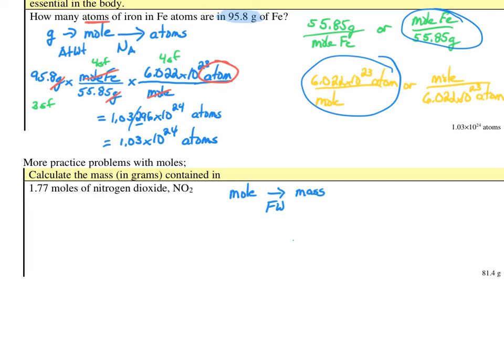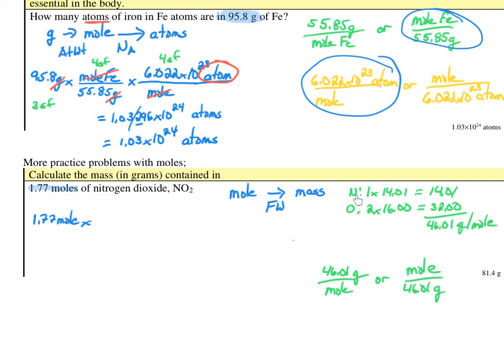Here we have a quick review problem. We want to go between moles and mass, so we're going to need the formula weight of nitrogen dioxide. We've determined our formula weight. There's 1 nitrogen atom. We add that to the mass of 2 oxygen atoms to get our formula weight. We choose the appropriate conversion factor based on the units we want to cancel. We want to cancel out moles, so we're going to choose the conversion factor with moles in the denominator.